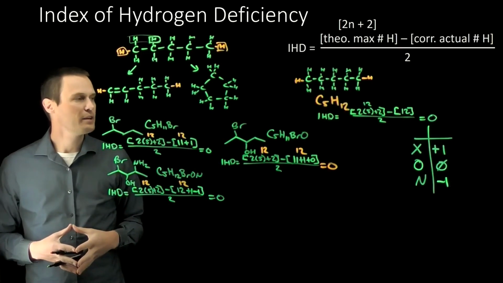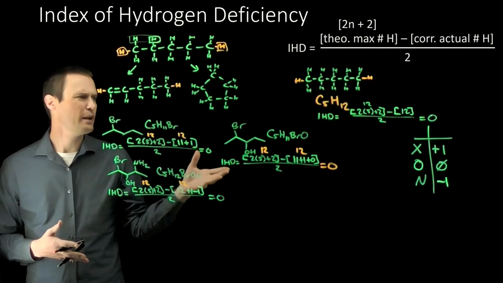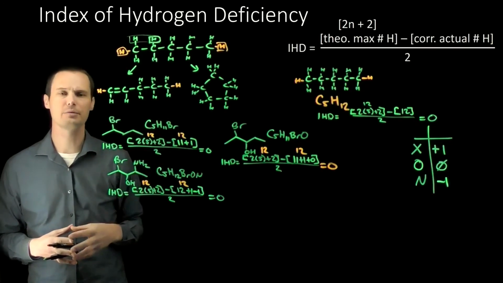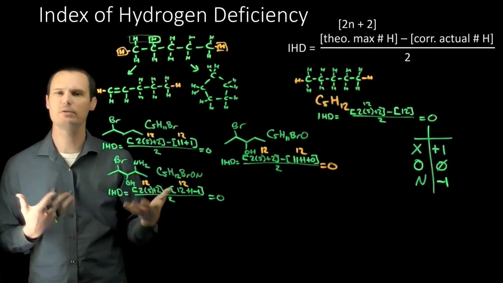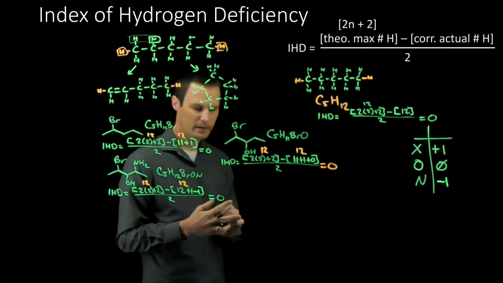This is how we correct for halogens, oxygens, and nitrogens in these molecules. If there are any other elements, I'm not going to list them all here, but you can go through the same thought experiment. What did it do to the overall hydrogen count, and how do I correct for that in my formula? So we'll do one final example.